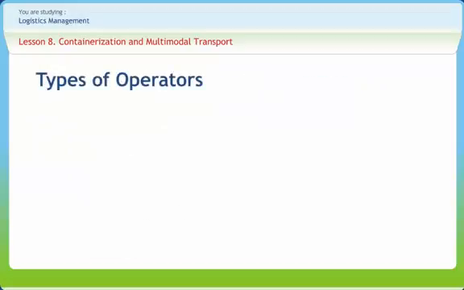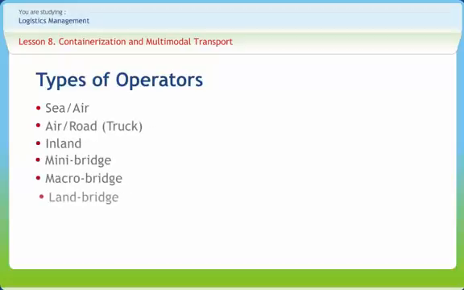Various types of operators include sea, air, air road, inland, mini bridge, macro bridge, land bridge, and micro bridge. Though you must be clear about the earlier ones, let us discuss the latter ones. Two international intermodal options are known as mini bridge and micro bridge. Macro bridge terminates at an inland point rather than a port, otherwise same as mini bridge. Land bridge is a sea-land-sea operator. Microbridge is a door-to-door service.